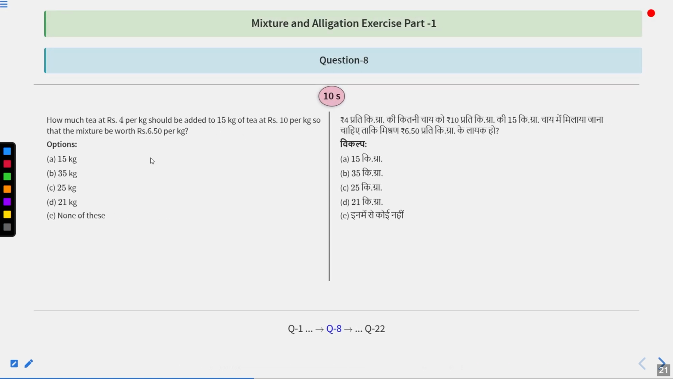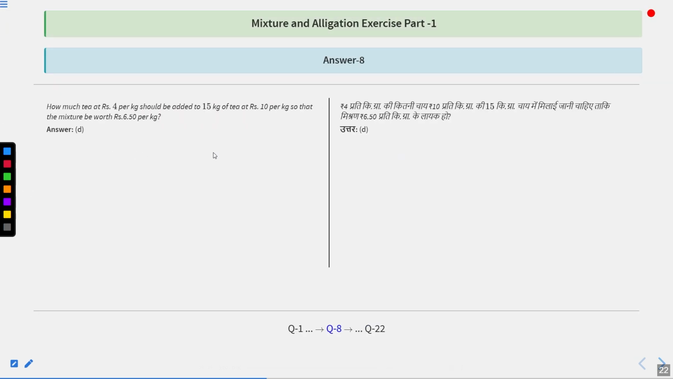Now the next question is, how much tea at 4 rupees per kg should be added to 15 kg of tea at 10 rupees per kg so that the mixture is worth 6.50 rupees per kg? You have 5 options and 10 seconds to analyze the question. Your time starts now. Now time's up. Let's see the solution.